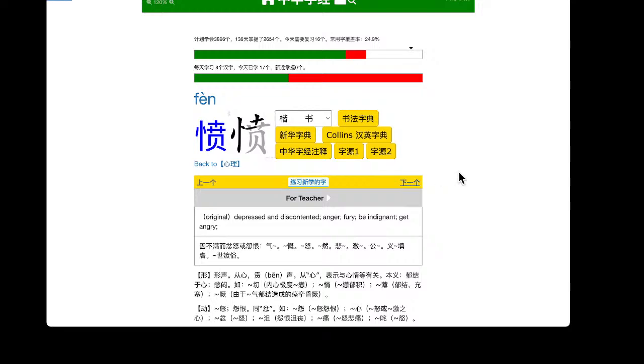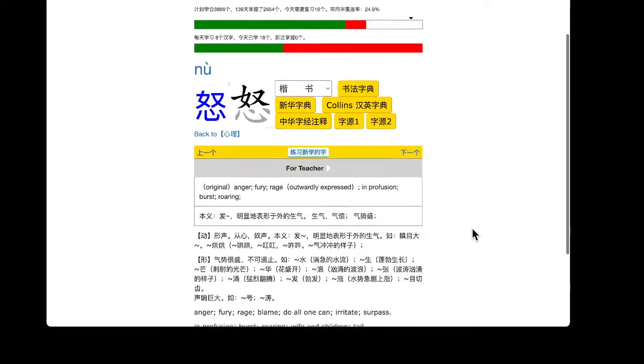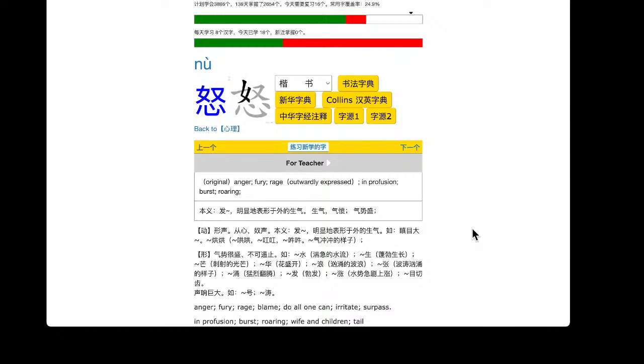Next one, 怒. 怒 also means angry, fury, rage. Now, there is a difference between 愤 and 怒. 怒 is usually referring to outwardly expressed anger. Rage, anger, and rage is outwardly expressed. Now, 愤 is not necessarily expressed. I mean, you can hold it back. You feel it inside and profoundly, but you can hide it, right? From other people, they will probably see that you're still calm, but you're actually very angry. You can do that with 愤. But 怒 is specifically referring to outward rage, anger.